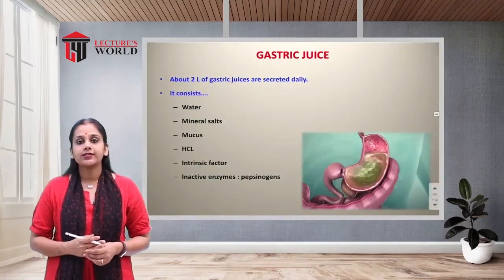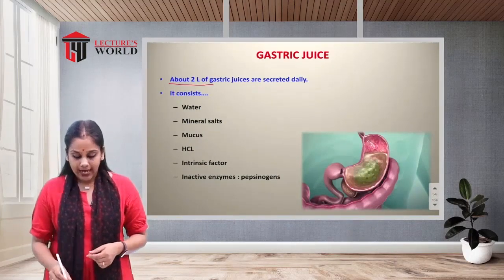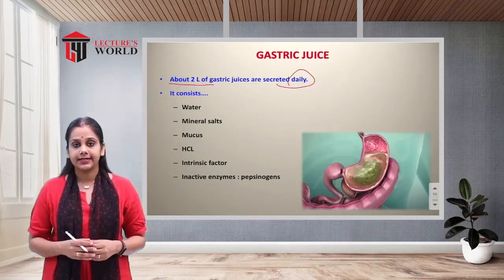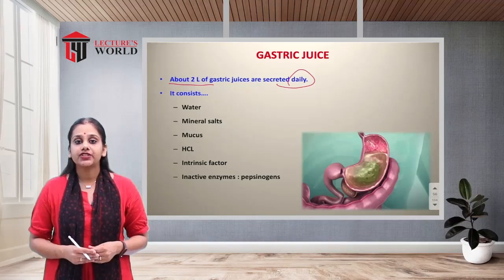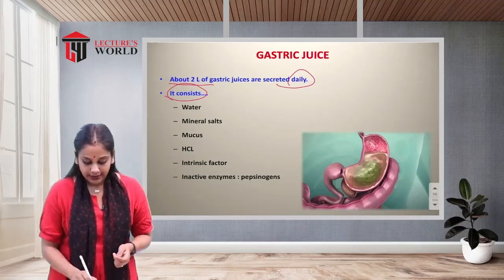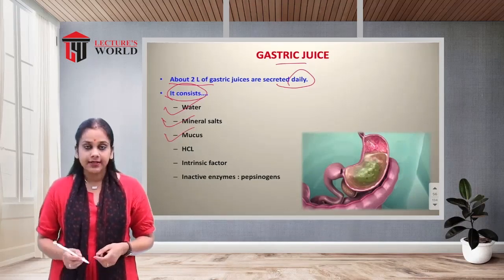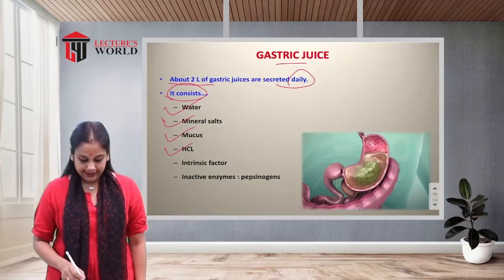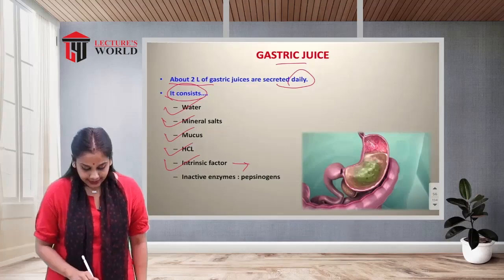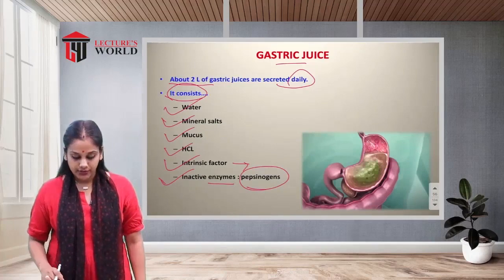Gastric juice is always found in the stomach. About 2 liters of gastric juice are secreted daily into the stomach by the gastric glands. What does gastric juice contain? Water, mineral salt, mucus, HCl (hydrochloric acid), intrinsic factor which is helpful for vitamin B12 absorption, and inactive enzymes, that is pepsinogen. So these are the contents of the gastric juice.